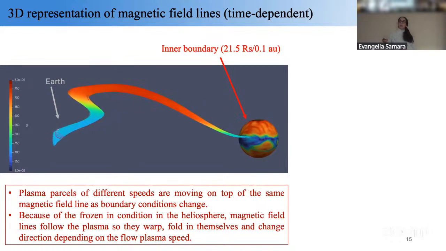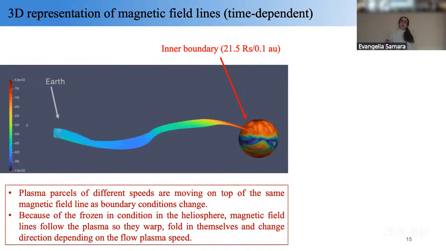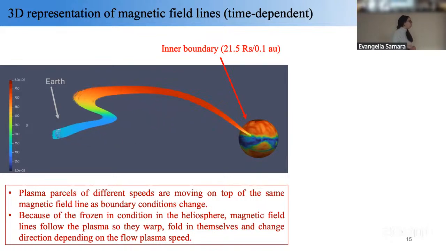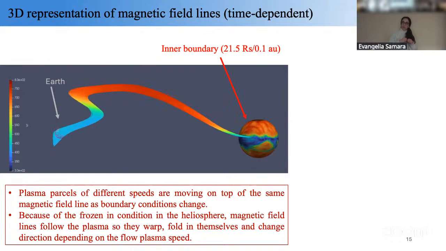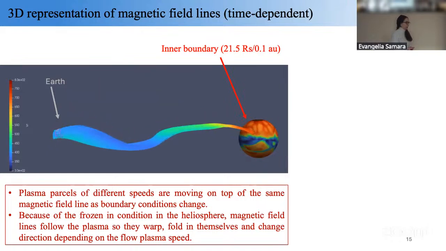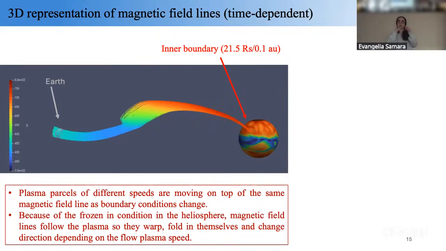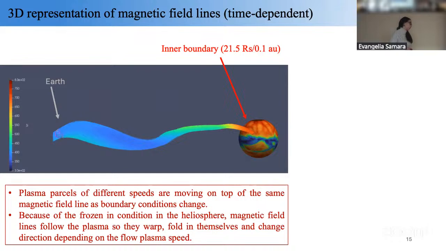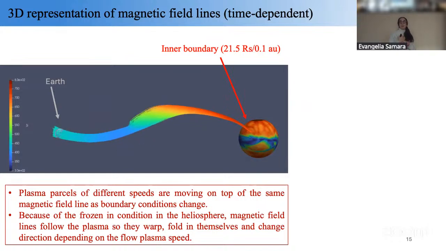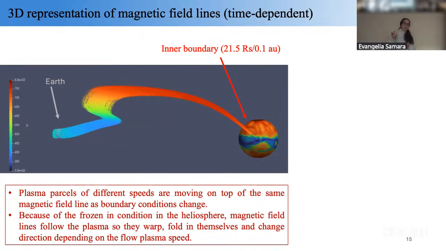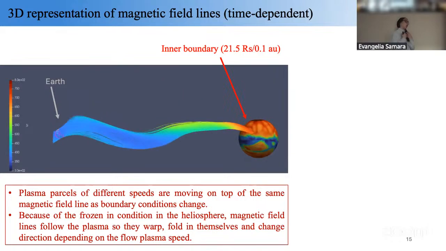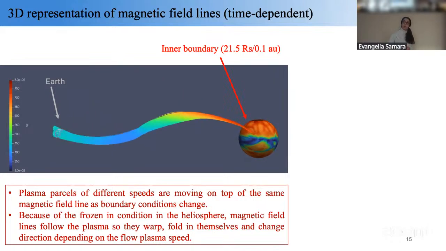So if plasma parcels of different speeds move on top of the same magnetic field lines, and the magnetic field lines are frozen into the plasma, that means that they follow the movement of the plasma. So they wrap in themselves, they fold, they change direction, depending on the flow speed. And that's a very nice physical effect that we can capture with our simulations, something that can only be seen in the time-dependent simulations.